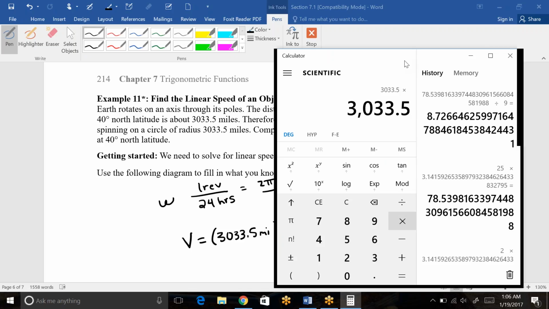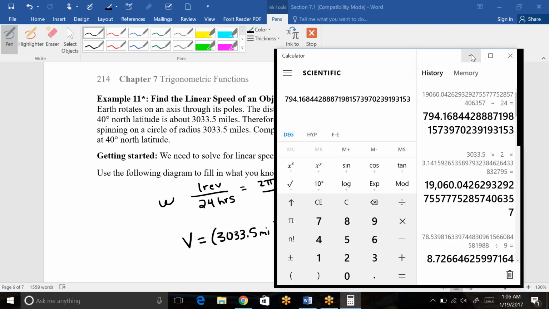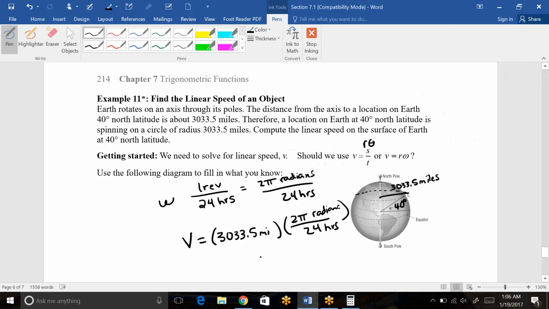So 3,033.5 times 2 times pi, and then divided by 24, because that's the time it takes for the Earth to do a complete rotation. That's 794.17 miles per hour. That would be pretty terrifying. So almost 800 miles per hour. And that is the conclusion of the 7.1 notes. This is just things that were considered major topics for section 7.1.